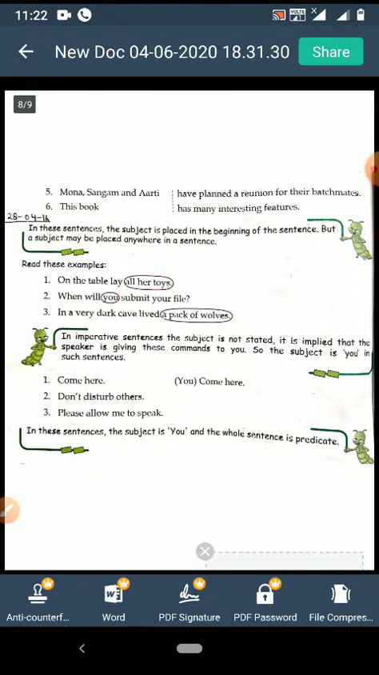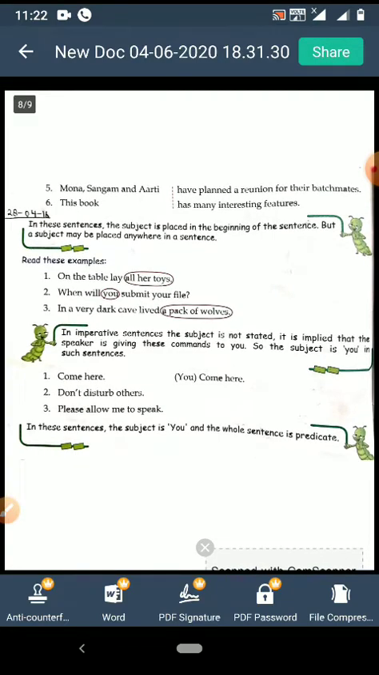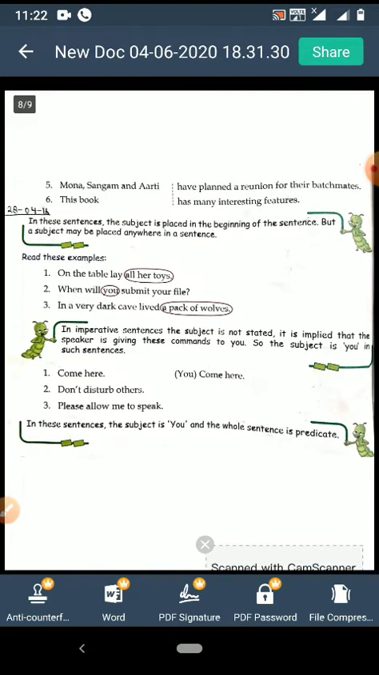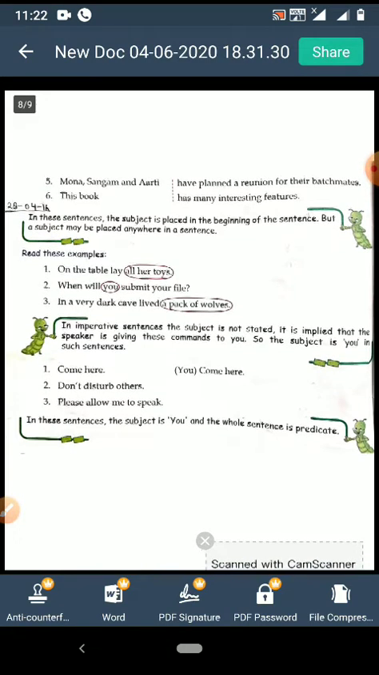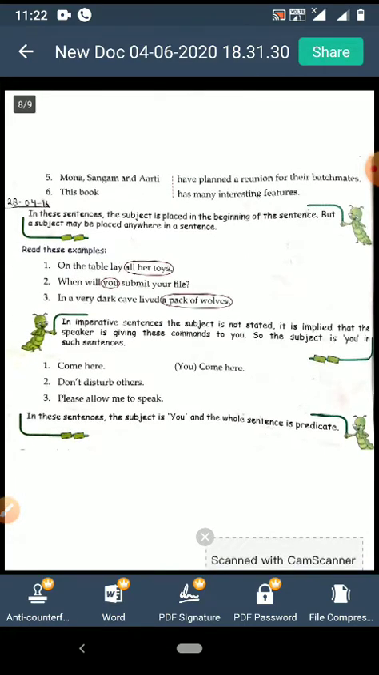Now, in imperative sentences, the subject is not stated. It means wherever you give a command or make a request in such sentences, it is implied that the speaker is giving these commands to you. So the subject is you in such sentences, but you have to keep in mind that you may not be mentioned in the sentence. Let's look at the example. Come here. Here it means that the speaker is addressing you. So you is the subject, while come here is the predicate of the sentence.